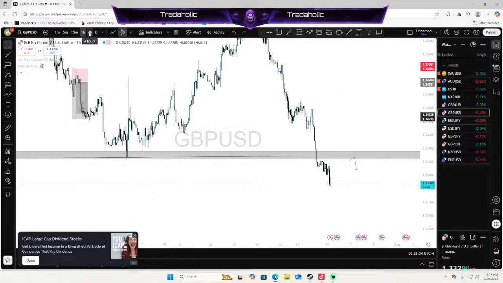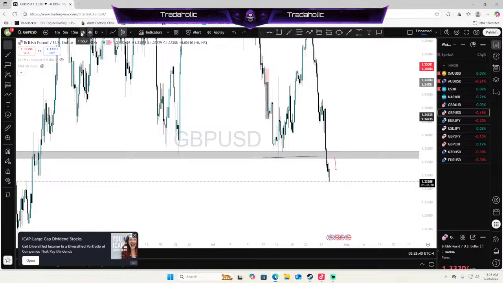CoinEx, do they have an app? It's two Xs, and I don't know if they have an app. No. They got a web terminal for broker. They got a web terminal for trading, and they have an MT5.